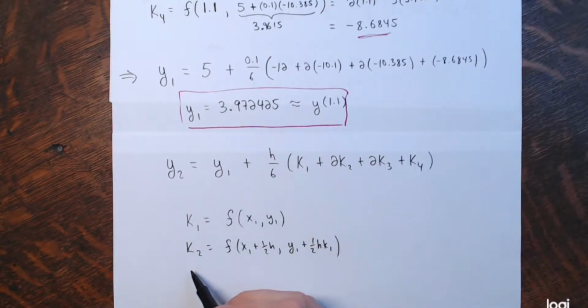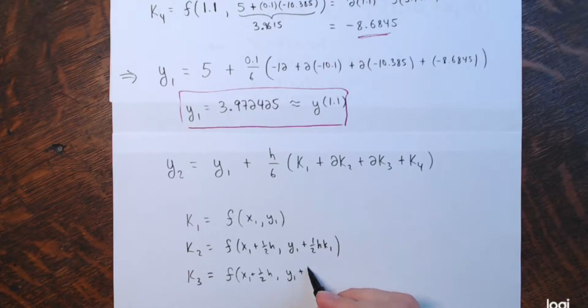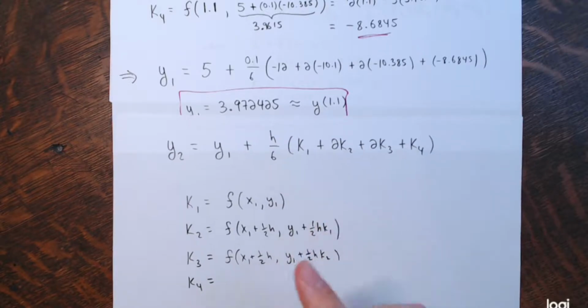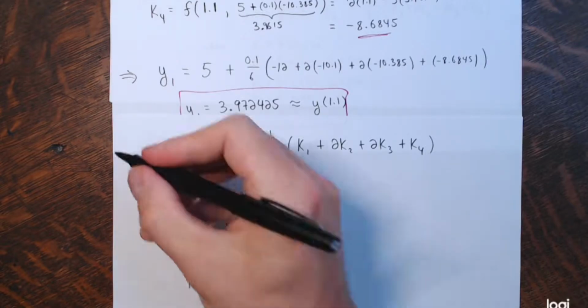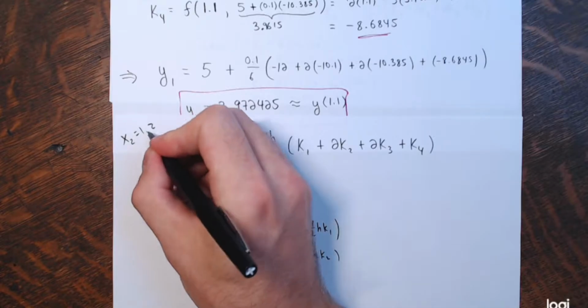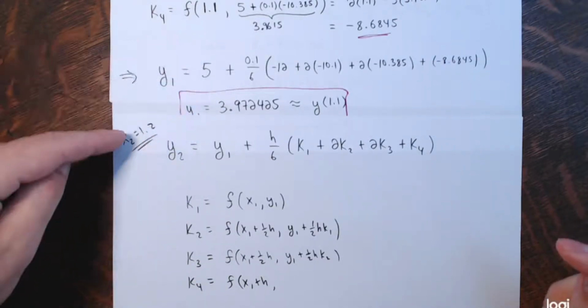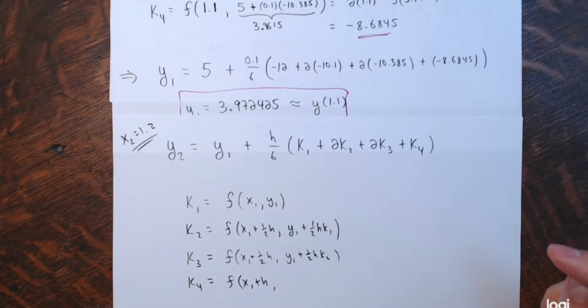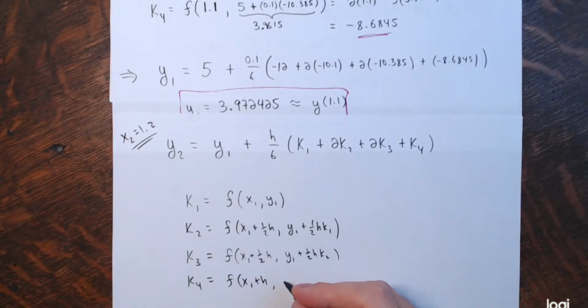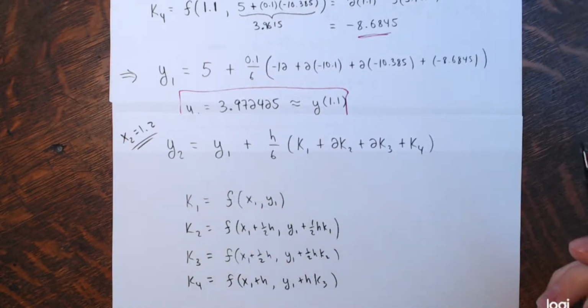Right. Sorry about the put it up on screen here. K3 would be f at x1 plus half h, y1 plus half h times k2, and k4 would be the value of f at x1 plus h, which is just x2. Right, and here x2 would be 1.2, right? Because x1 was 1.1, I'd add 0.1. My step size h was 0.1, so x2 is 1.2, and then y1 plus h times k3. And then I'd go again finding k1, k2, k3, k4, put it in here, and then get y2 eventually.